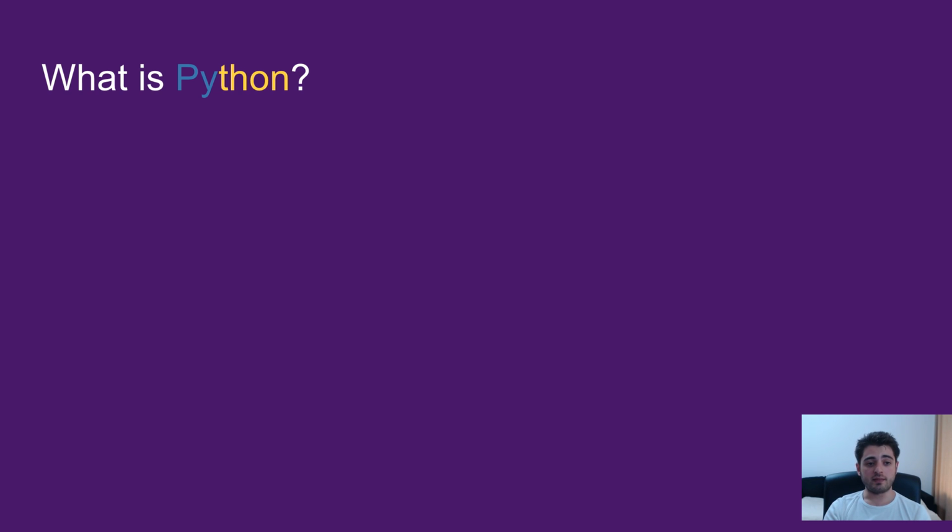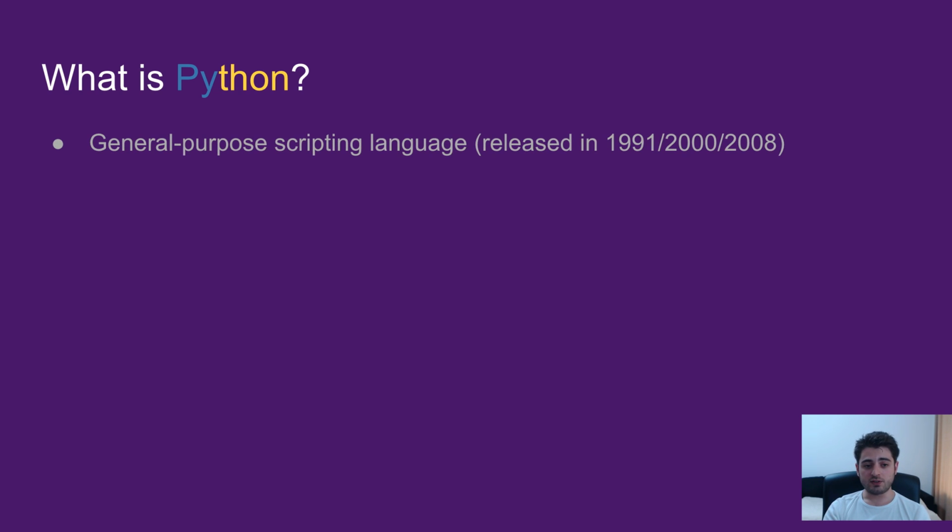Okay, what is Python? Python is a general purpose, high level scripting programming language, which was originally released as a pet project in 1991, and then it had a major second release in 2000, and there has been another major release, Python 3, in 2008. Python 3 is the one that we're going to be using this time. So it's developed by Guido van Rossum, and I hope I pronounced his name correctly.